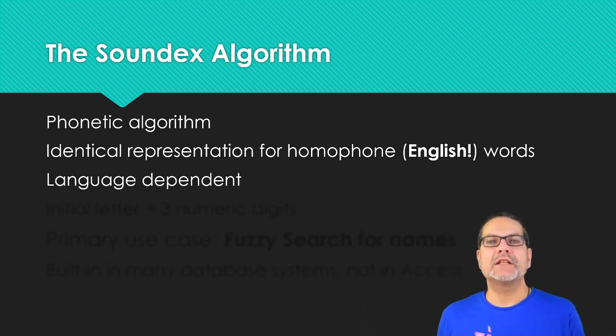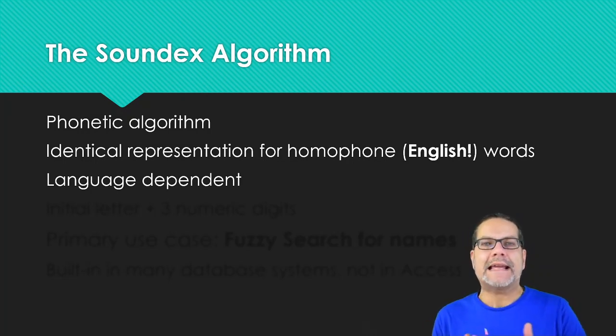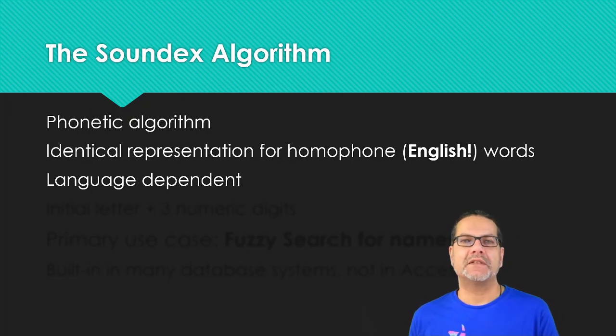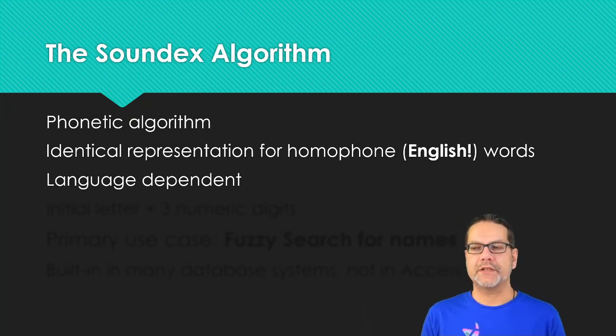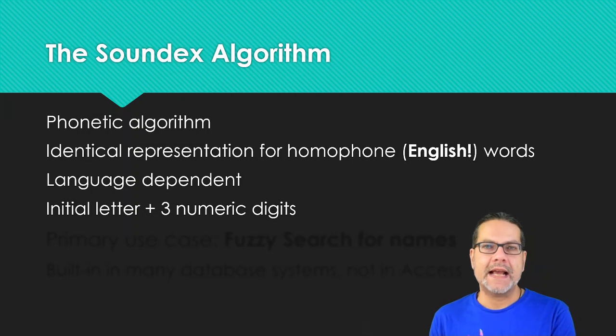And it is somewhat language dependent. It was originally designed or created to work with English words and particularly names. And the closer a language is to English, the better the algorithm will work. But it might need some adjustments to work with languages other than English. I will show you an example in a minute. So the representation of the sound of a word is formed by taking the initial letter of the word and then computing 3 numerical digits that represent the rest of the word.